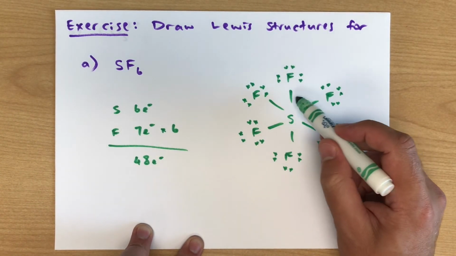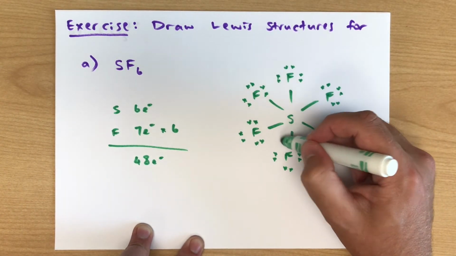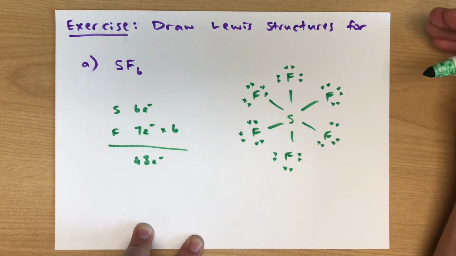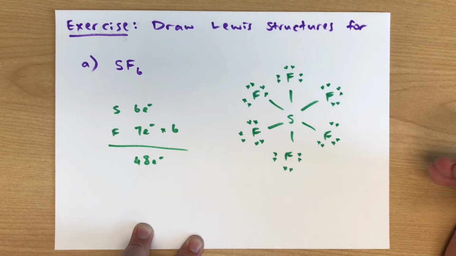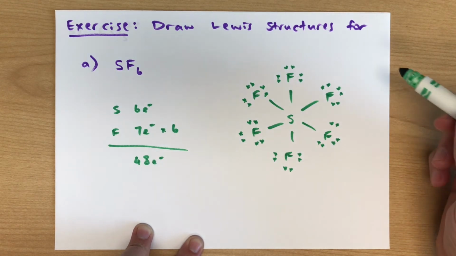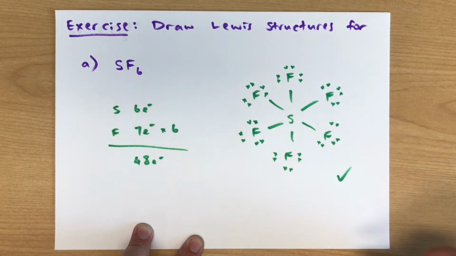Sulfur has 2, 4, 6, 8, 10, 12. That is more than 8, but again, because it's in the third row of the periodic table, it is okay to have an expanded octet. Those extra electrons have slotted into the 3D subshell. So this is the correct Lewis structure for SF6.